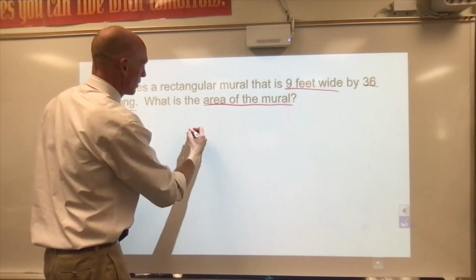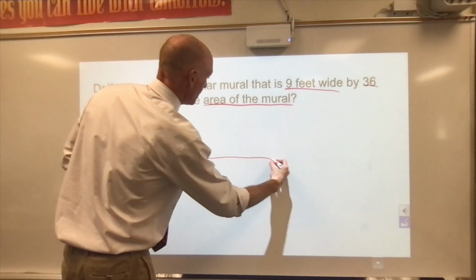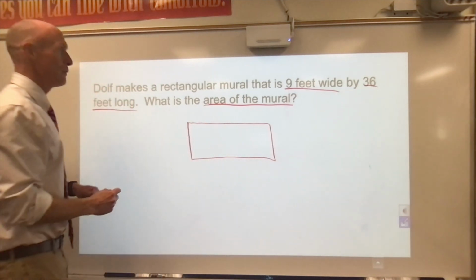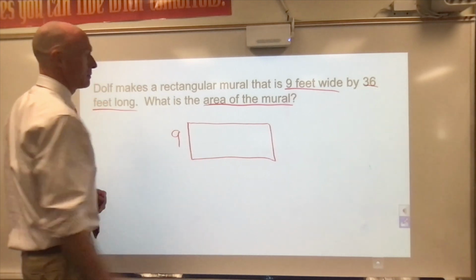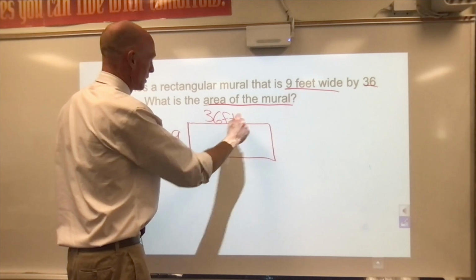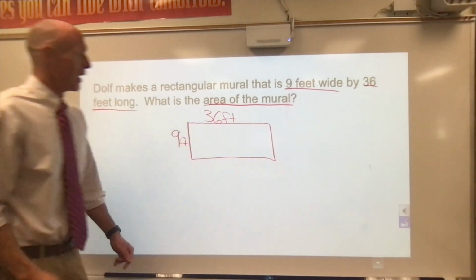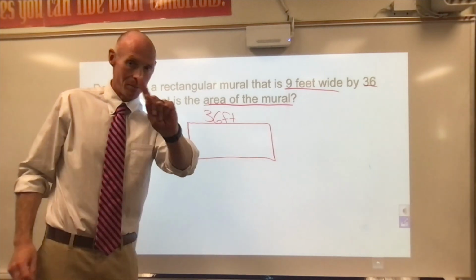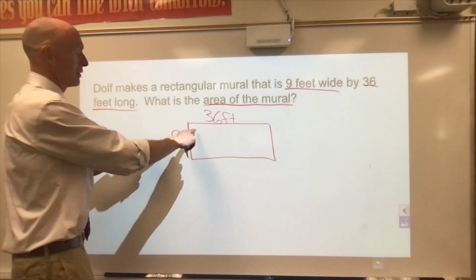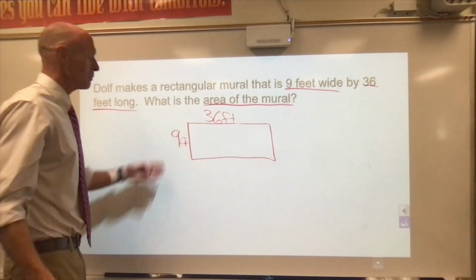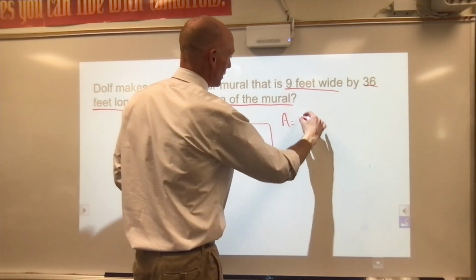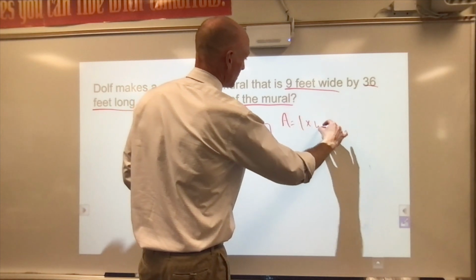It's a rectangular mural, so I'm going to start with a rectangle. And it says it is 9 feet wide, so we're going to label one of these sides 9, and 36 feet long, 36 feet, and that's 9 feet. Okay, perimeter is the outside, but we're not asking about perimeter, we're asking about area. Area is the part on the inside. So let's take a peek. Area is equal to length times width.